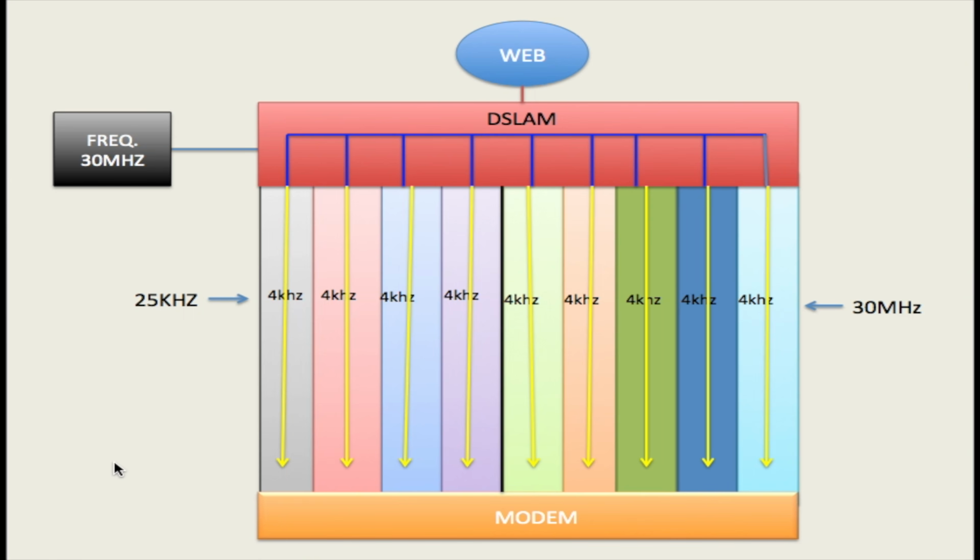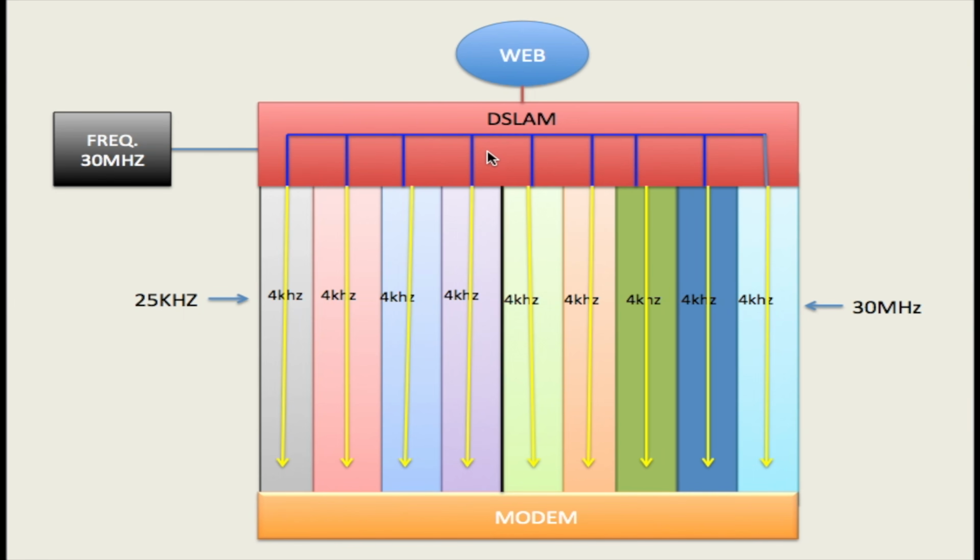When you power your modem on, the DSLAM will detect that this modem is on, and the DSLAM will send a 4 kilohertz tone at all of these frequencies between 25 kilohertz and 30 megahertz. When the modem receives these frequencies, it will take a note of the dB level and the signal to noise ratio on all of these 4 kilohertz channels, and it will send this information back to the DSLAM.